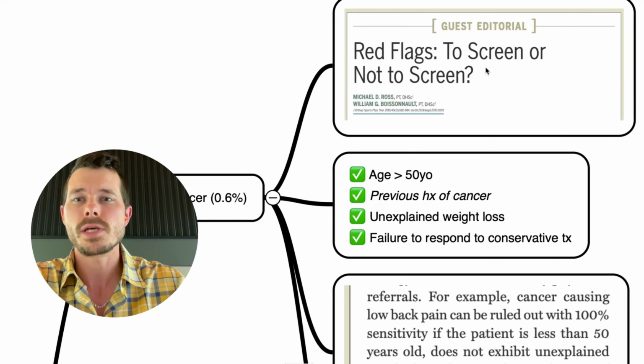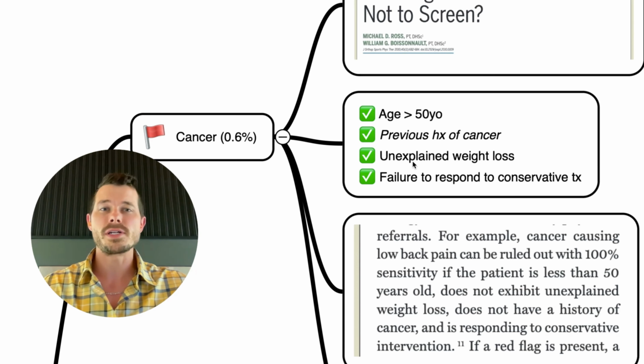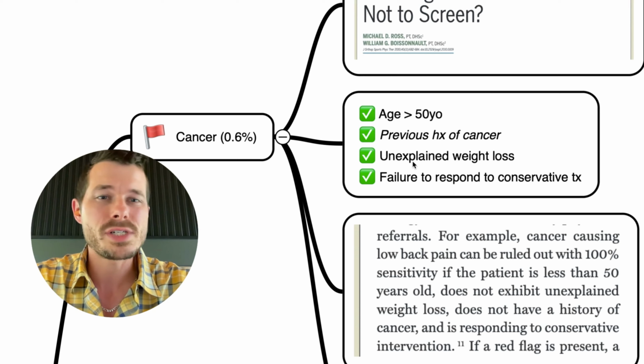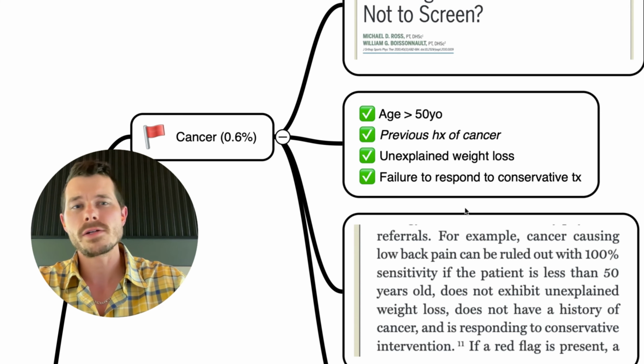Cancer: 0.6% chance that, when presenting with back, butt, and leg pain, cancer is the cause of it. So about 6 out of 1,000 people. Not very common, but worth not missing. And this is the cluster of findings that we use from this article to screen for cancer. So age greater than 50 years old, a previous history of cancer. It's italicized because a previous history of cancer is the biggest predictor of cancer as the cause of your back or butt pain. Unexplained weight loss, meaning you're losing weight but you're not trying to, and failure to respond to natural treatment.